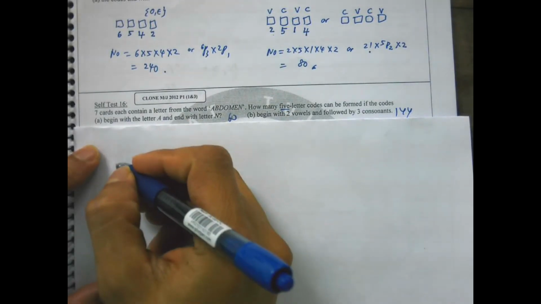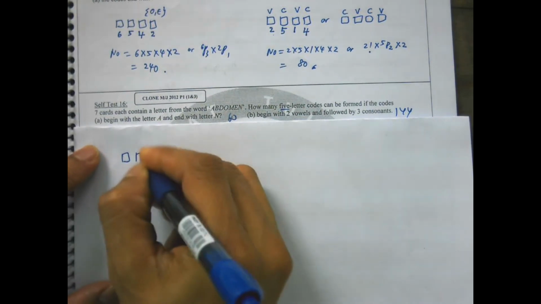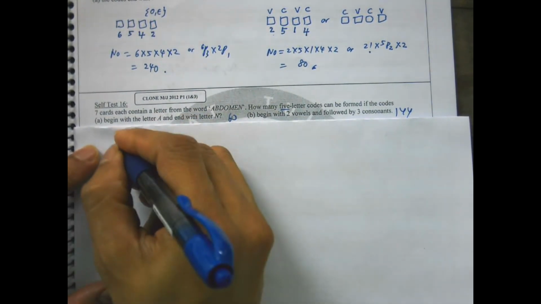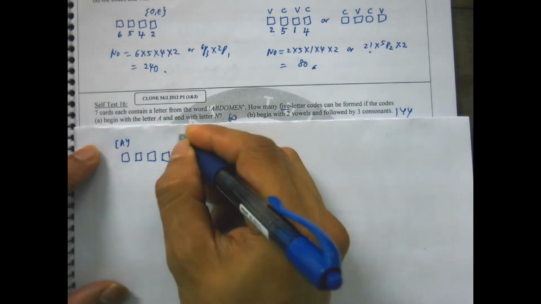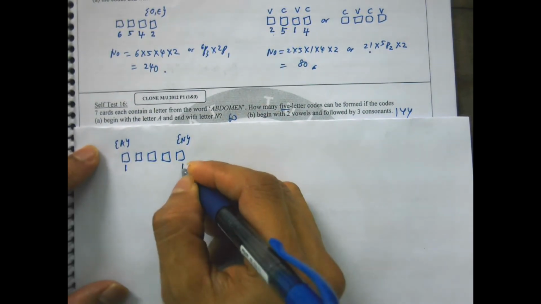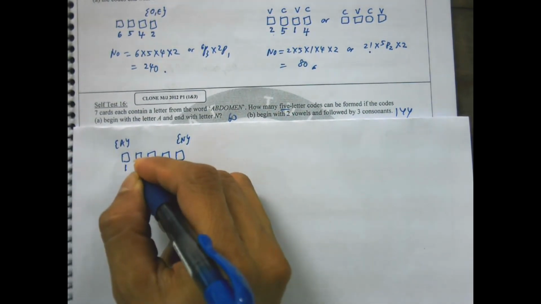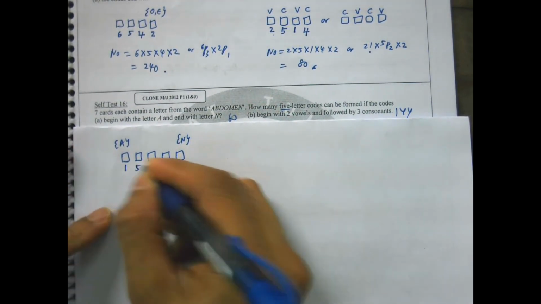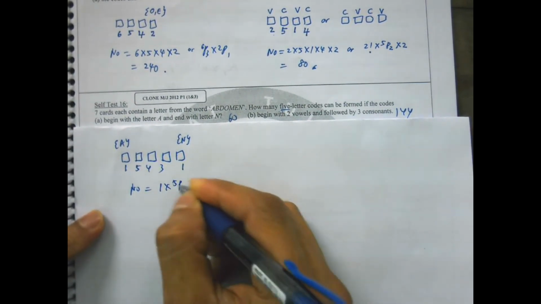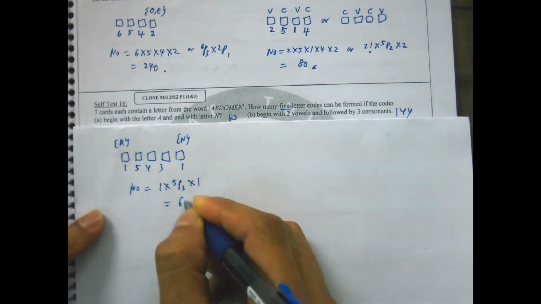From the word abdomen, I want to find a 5-letter code. The code must begin with letter N, A, yeah? Ends with letter N. So how many ways here? 1, 1. Hey guys, I got 7 letters. I've taken one out, left with what? 5, 4, 3, right? So we can write 1 times 5 times 4 times 3 times 1, 60.